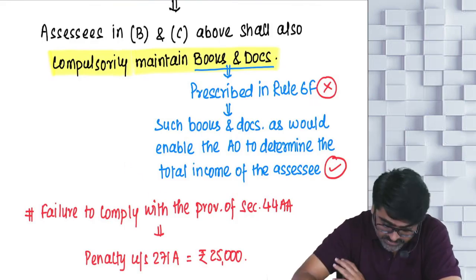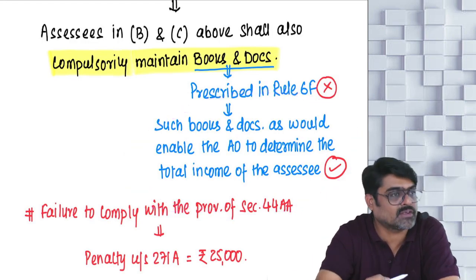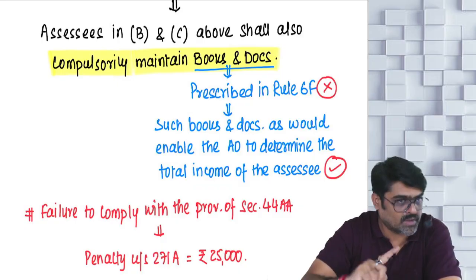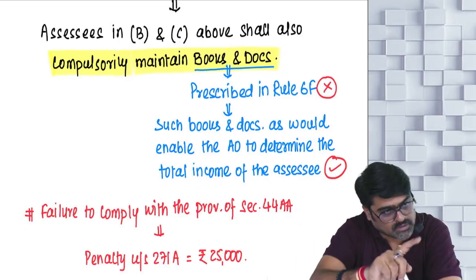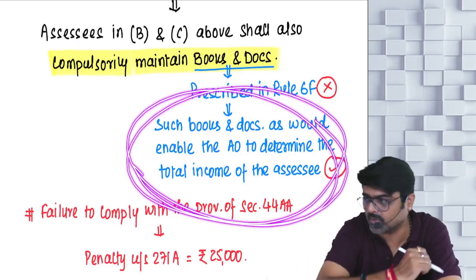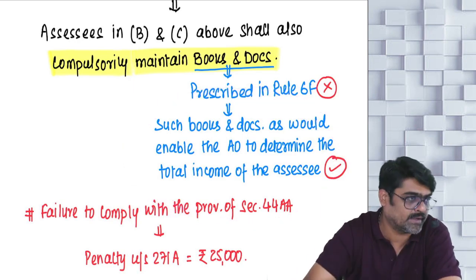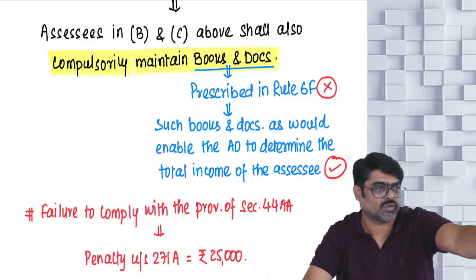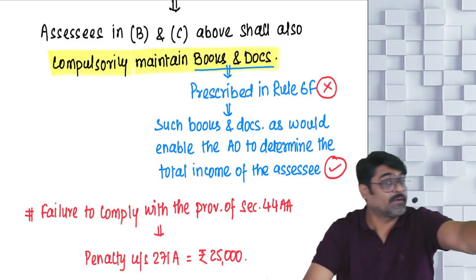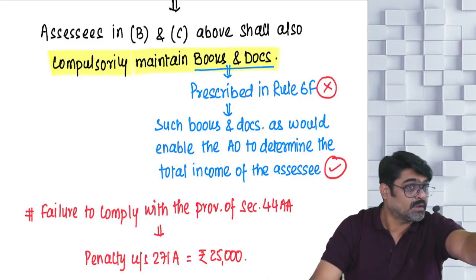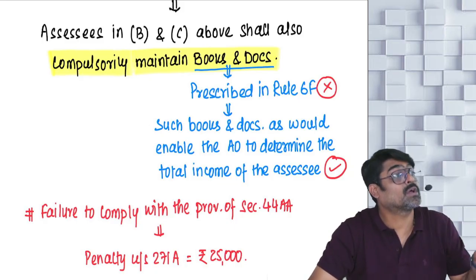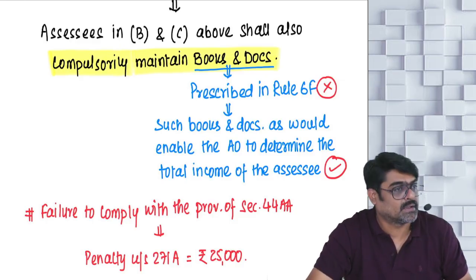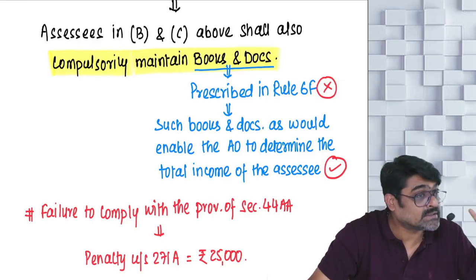But when are you going to maintain these books? If you are an assessee engaged in business, or if you are an assessee engaged in any profession other than specified profession, you are supposed to compulsorily maintain these books and documents. When are you going to maintain it? If you are an individual or HUF, your turnover of the business or the gross receipt of your profession in any of the last 3 years.